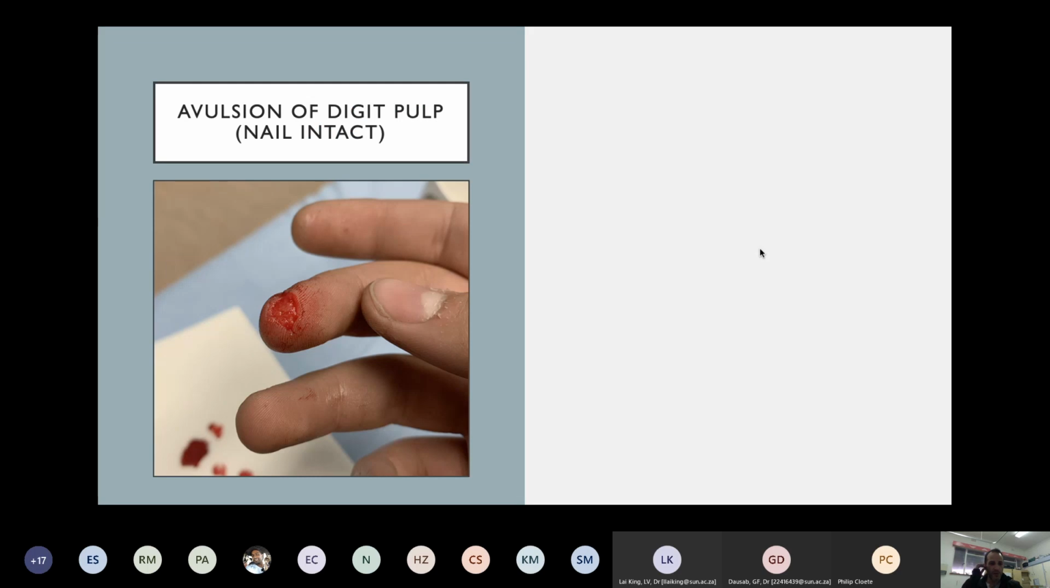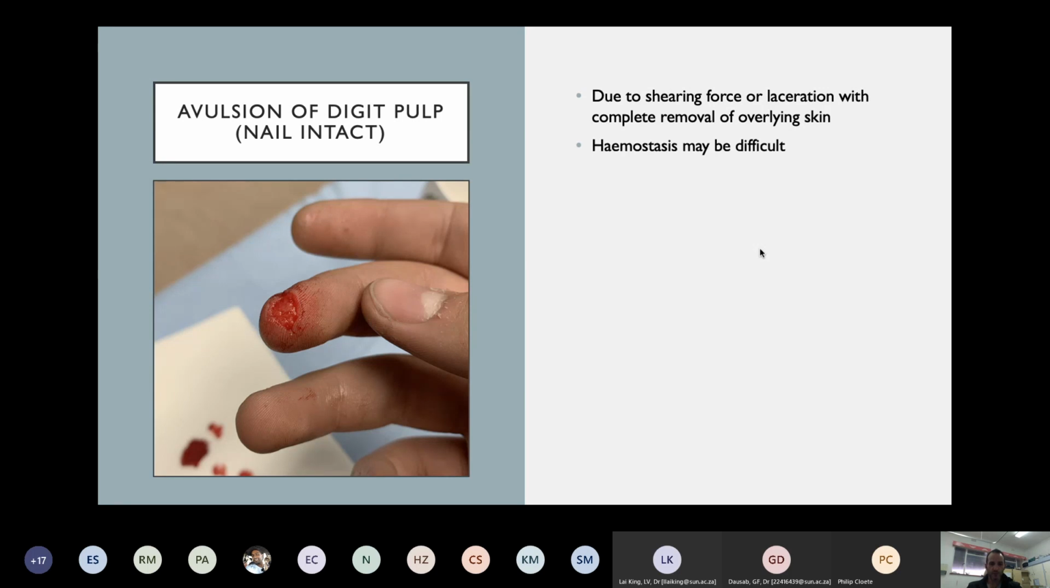Okay, so something that we commonly see, avulsion of the digital pulp. These guys present following shearing force or lacerations. For instance, somebody's chopping onions or working in the kitchen, they accidentally slice the tip of their finger. That's just a bit of skin that's been avulsed. These are very simple to treat, but bleeding can be difficult to control.